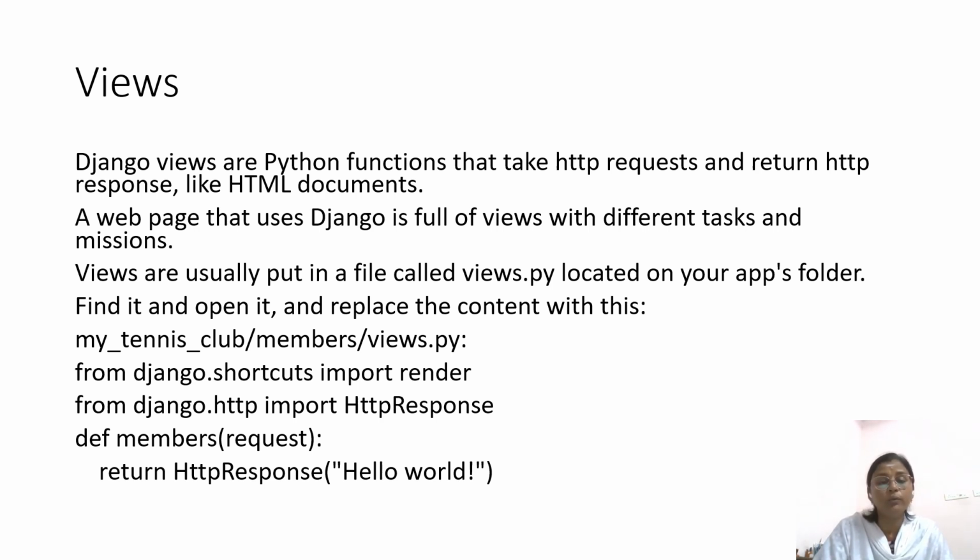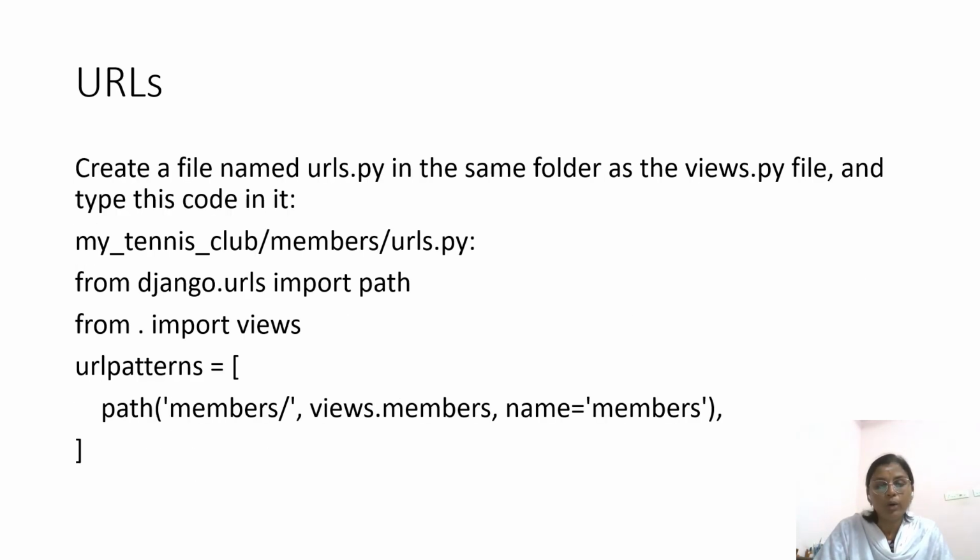So this is the view section. Django views are Python functions that take an HTTP request and return a response. By using these codes, from the Django shortcuts import, the return and response, views.py comes with this particular code. Then urls.py comes with this particular code. By using these, I gave the path members. Why? Because I have named my app members. So I gave my URL patterns path as members.